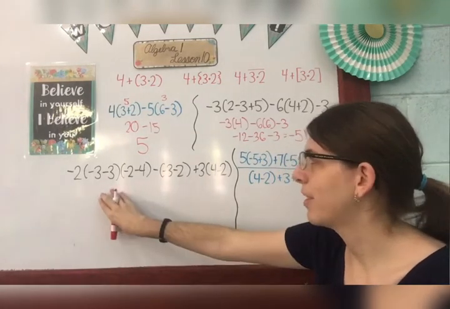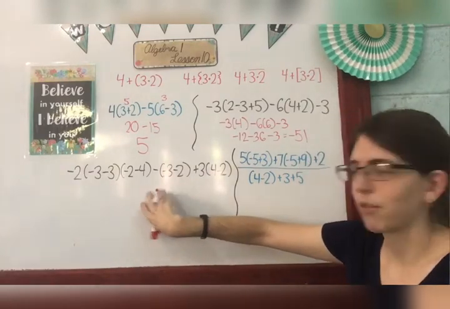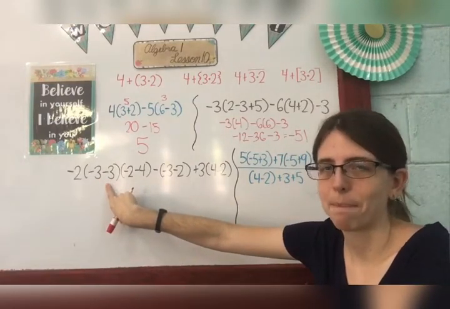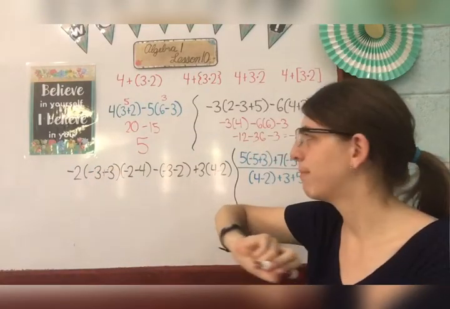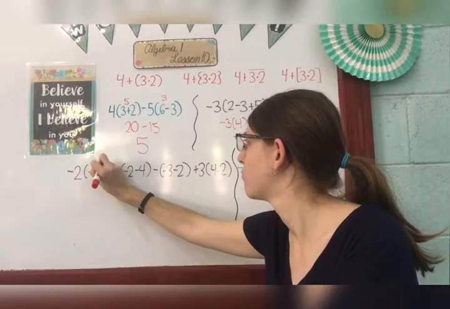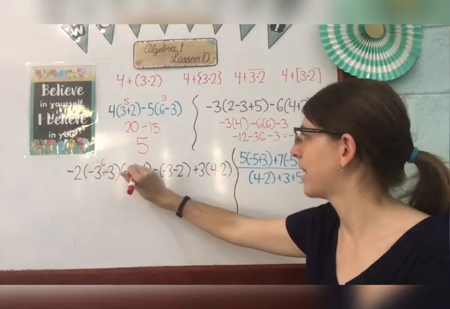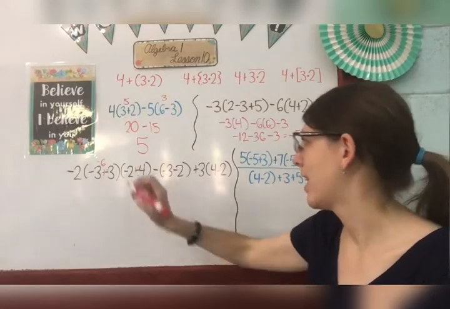So I'll start with my parentheses. It's really not as big as it seems because of all the negatives. That's what's spacing it out. -3 minus 3. What would that be? Well, that's the same as adding a -3. So that's -6. Good. -2 minus 4. Again, it's the same as adding a -4. -6 again.